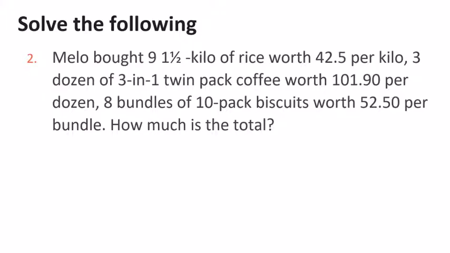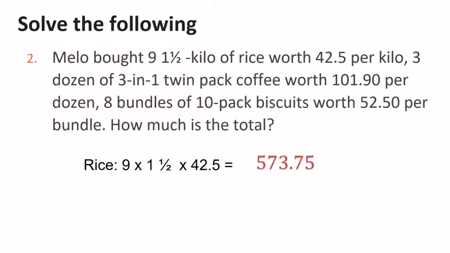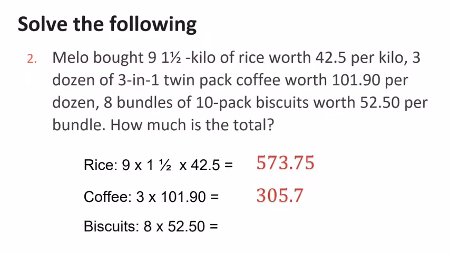Melo bought 9 orders of 1.5 kilos of rice worth 42.50 per kilo, 3 dozen of 3-in-1 twin pack coffee worth 101 pesos and 90 cents per dozen, and lastly, 8 bundles of 10 pack biscuits worth 52 pesos and 50 cents per bundle. How much is the total? Let's find first how much in each item. For the rice, the product is 570.75. For the coffee, it is 305.7. And for biscuits, it is 420.